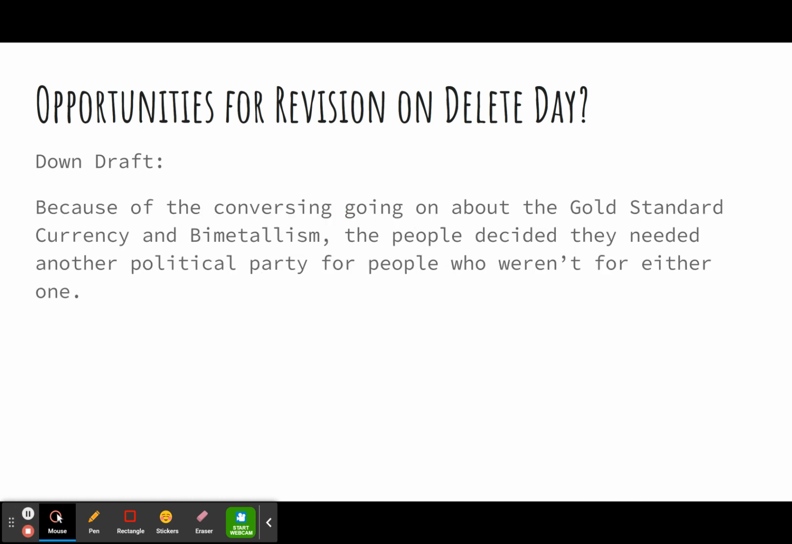This came from an actual student paper trying to write about this year in American history, and this is kind of what happens in a downdraft. You've got really good ideas, but they get jumbled. Like, look at this sentence.